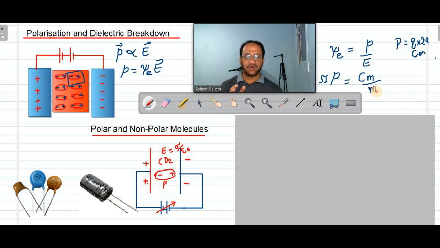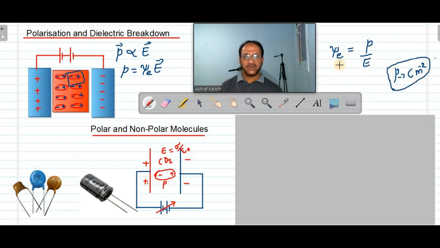What is volume? Per unit volume, so volume is at the denominator, meter cube. Now what will happen? One meter will get cancelled, so it becomes square here. Then what will be the SI unit of polarization? Coulomb meter raised to minus 2, not down. Coulomb meter raised to minus 2 is the SI unit of polarization.